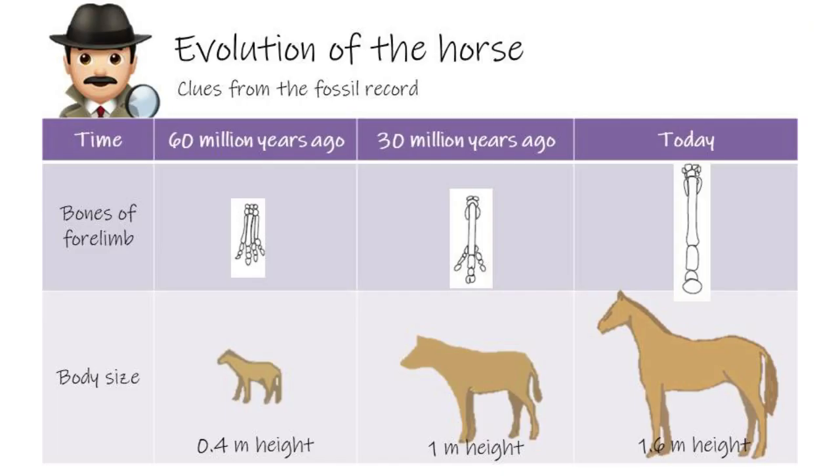Let's look into the example of the evolution of the horse, which shows the clues from the fossil record. Using fossil records can trace the evolutionary history of a species. In the example of horses, the fossil record shows that body sizes increased over the past 60 million years. Here is a table showing the forelimbs of horses. The legs of horses have become longer and the number of toes has reduced over time.